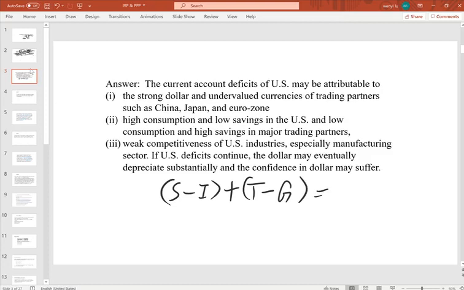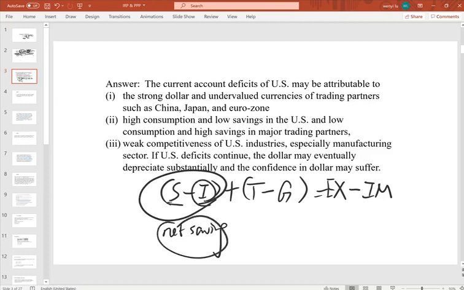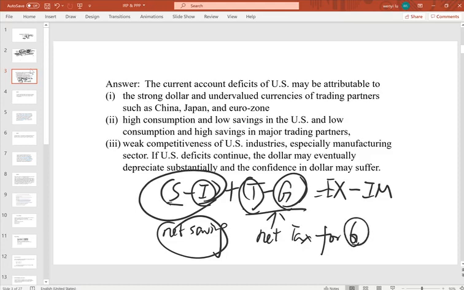equal to X minus IM. So this is our net savings: saving minus investment is net savings. And this one is our tax minus government spending, so that's our net tax revenues for our government. The government receives tax from the public and spends it on public projects. The difference is the net tax revenues for the government.